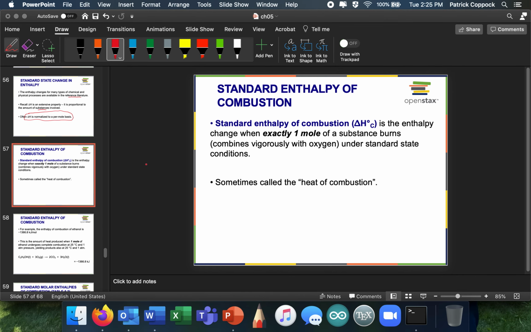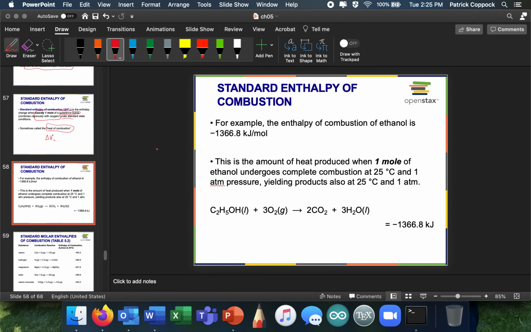The standard enthalpy of combustion, where we use a lowercase c, is the enthalpy change when exactly 1 mole of a substance burns, combines vigorously with oxygen, under standard state conditions. It's sometimes called the heat of combustion, so we would say the standard heat of combustion. An example of this is given here. The standard heat of combustion of ethanol is minus 1366.8 kilojoules per mole.